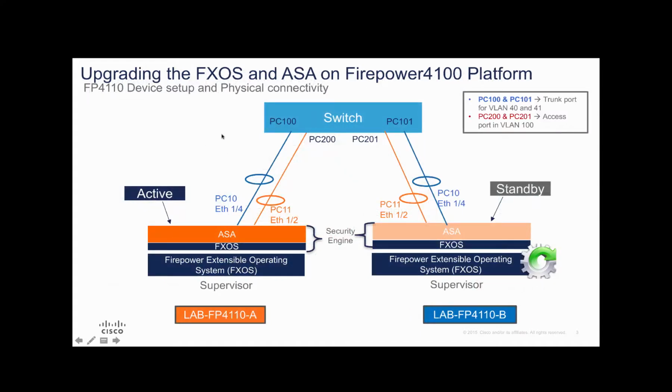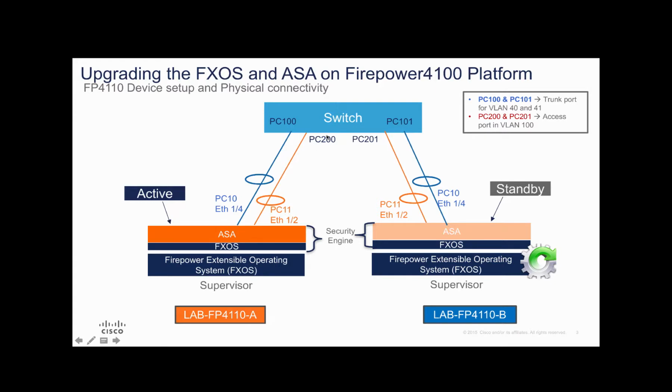So this is the physical connectivity and the device setup which I'm going to use for this demo. This Firepower has two major components called the supervisor and the security engine. In case of Firepower 9300, this is called the security module. The supervisor is running an operating system called the Firepower Extensible Operating System, or FXOS, and a thin version of this FXOS runs on this security engine. This thin version will act as an agent for the supervisor to provision the ASA on the security engine, as well as to monitor the status of the ASA and the security engine hardware on this platform.